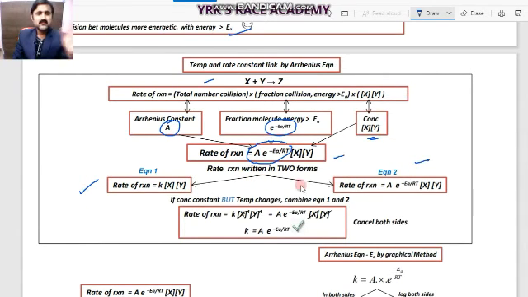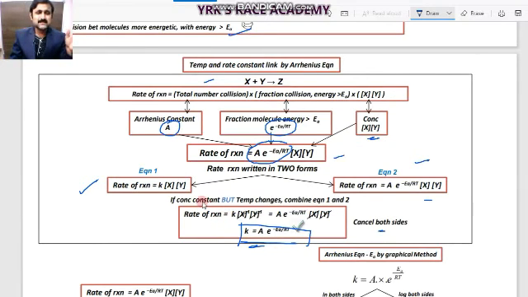So reaction rate can be in two forms, like equation 1 and 2. If the concentration is constant but the temperature changes, combine equations 1 and 2. When the concentration is constant and temperature changes, the rate of reaction can be equated for the two equations. Then we get the Arrhenius constant as k is equal to A into e to the power of minus Ea by RT.